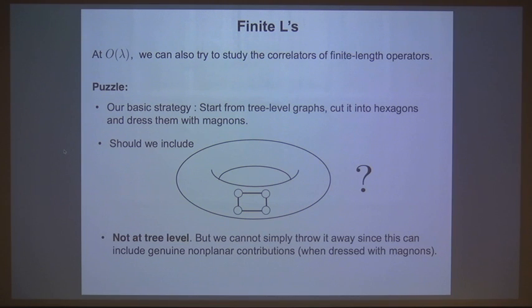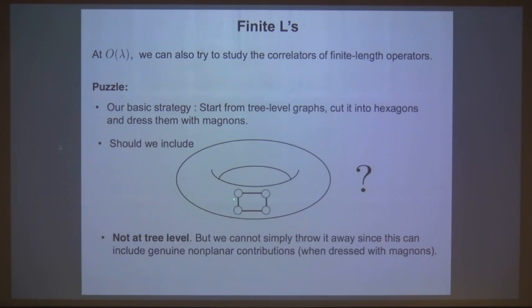Our basic strategy of doing the computation is to start from tree-level graphs, cut them into hexagons, and dress them with excitations or magnons. Then you can ask, when we consider tree-level graphs in the first step, should we include this kind of graph or not? This solid line indicates that there are connections. But of course, if you just consider the tree level, the answer is no, because although I drew this diagram on a torus, you can also draw this diagram on a sphere.